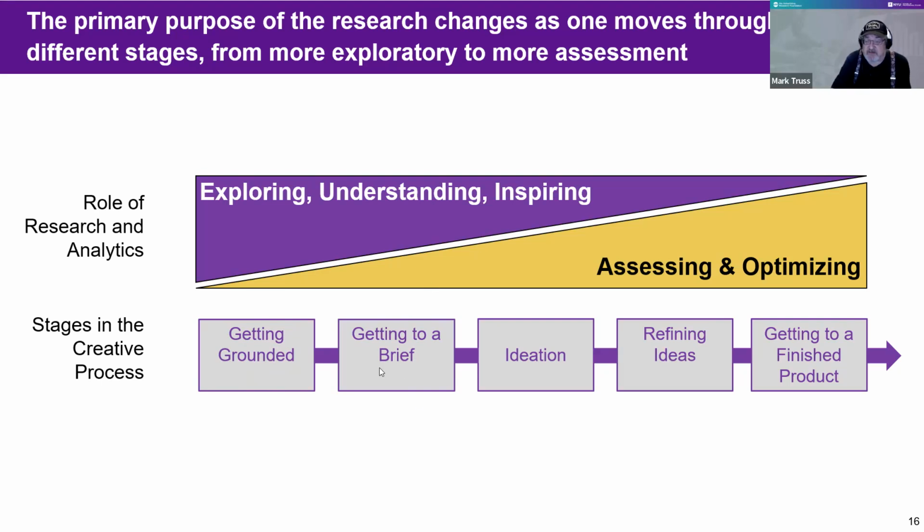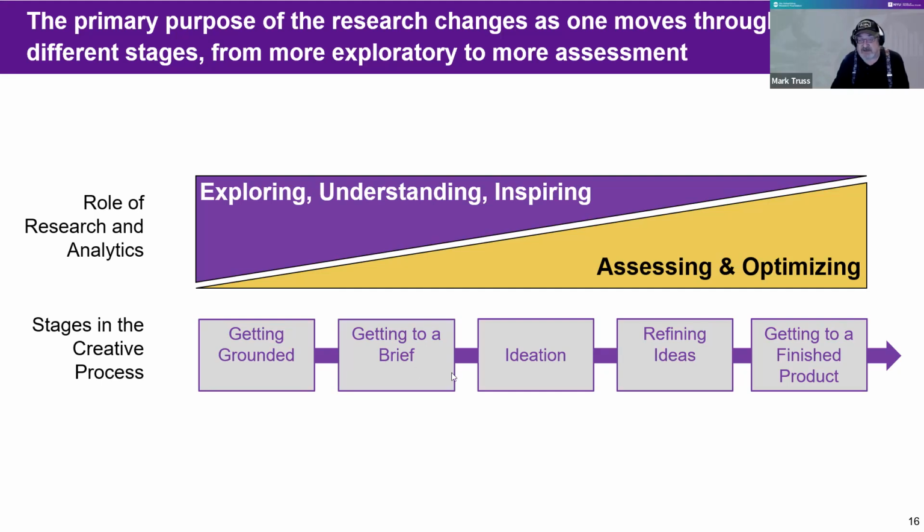Once the creative team is briefed, they go off and ideate, they think about things, they come up with ideas for how this campaign could come to life. They refine those ideas. They weed out ones that they think perhaps won't work as well as others. Think about different ways they can articulate an idea, and then they build out a finished product, right?